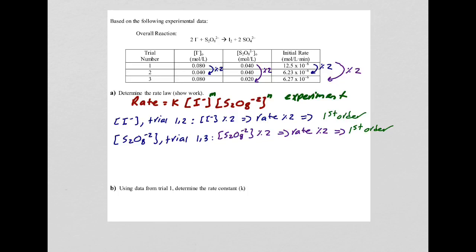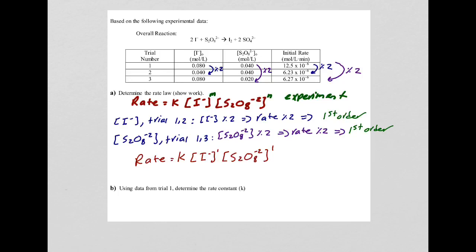We figured out the orders. So what is the rate going to be? Rate is going to be K, the constant, times the concentration of I minus to the power of 1. That's the order. Times the concentration of S2O8 to the power of 1. Okay, those are the orders. We're good. This would be our rate law. Next question, it says, using data from trial 1, determine the rate constant K.